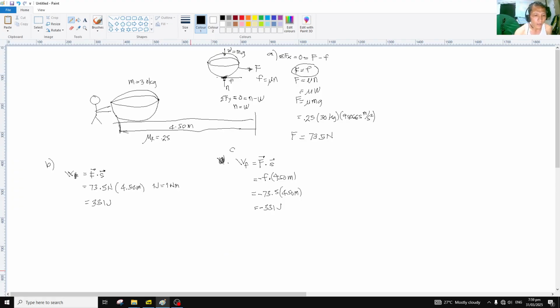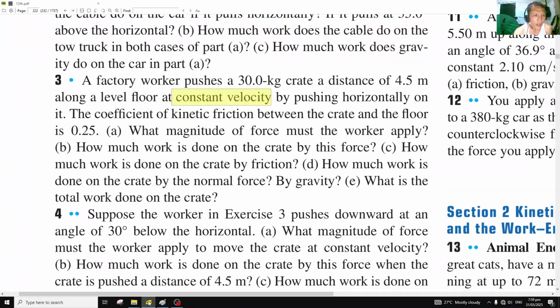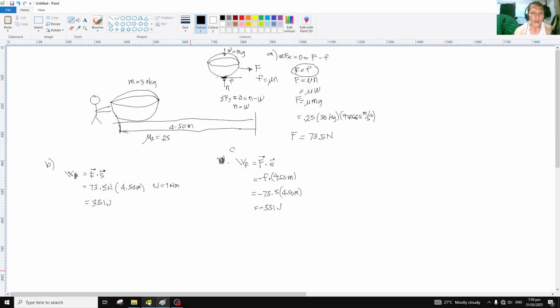Mayroon pa? How about for letter D? How much work is done on the crate by the normal force? So for the normal force, letter D, tingnan nyo na lang dito. Yung normal force ay papunta dito. May displacement ba papunta dito? Of course, if you try to define your work on the normal force, then that is F and S. So ano ba yung force? Yung normal force, meron kang normal force. So this would be an N.